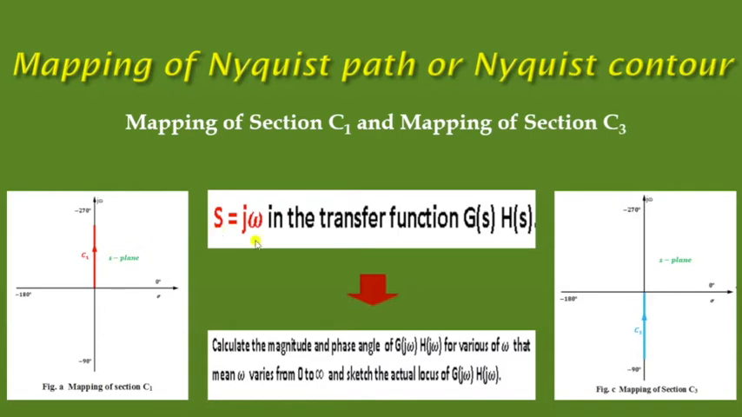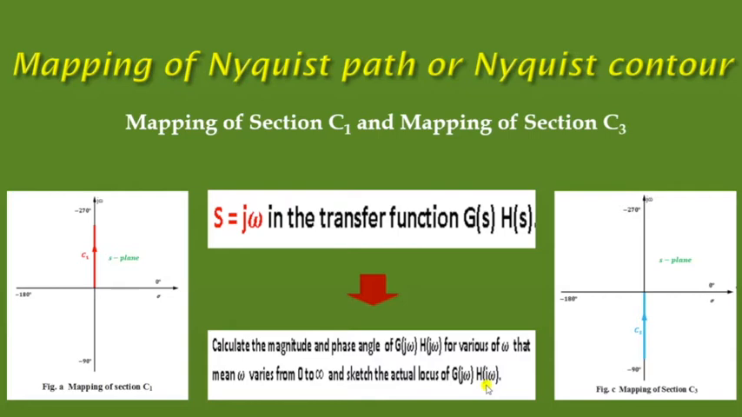First, put S equal to j omega in the transfer function G(s)H(s), and then calculate the magnitude and phase angle of G(j omega)H(j omega) for values of omega. That means omega varies from 0 to infinity, and sketch the actual locus of G(j omega)H(j omega).